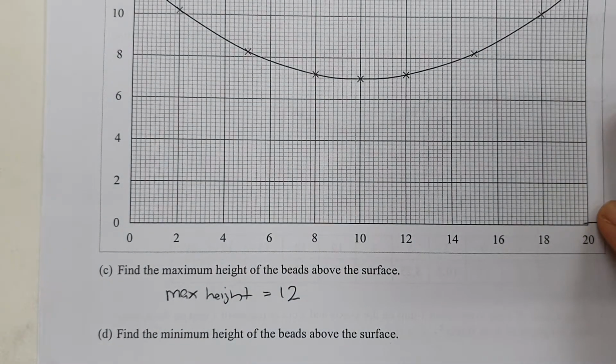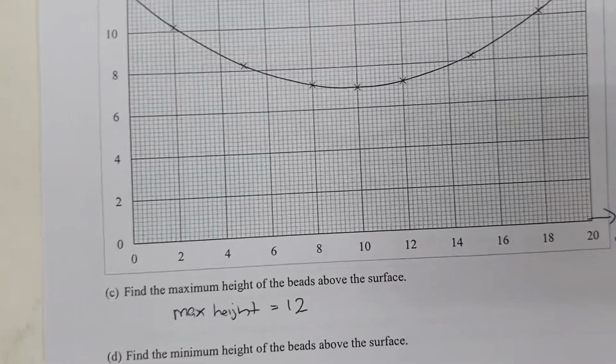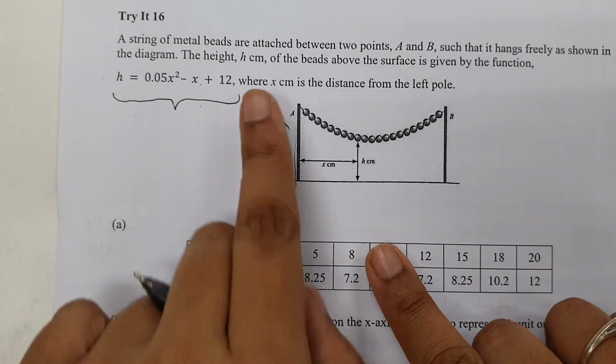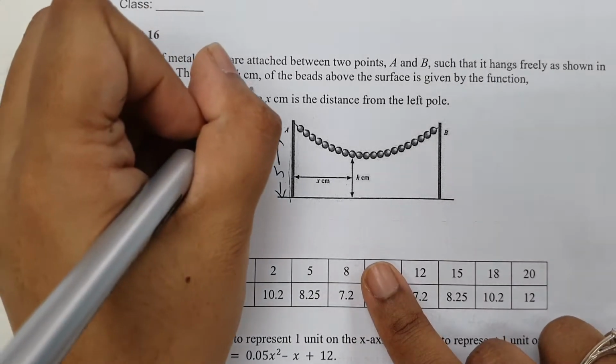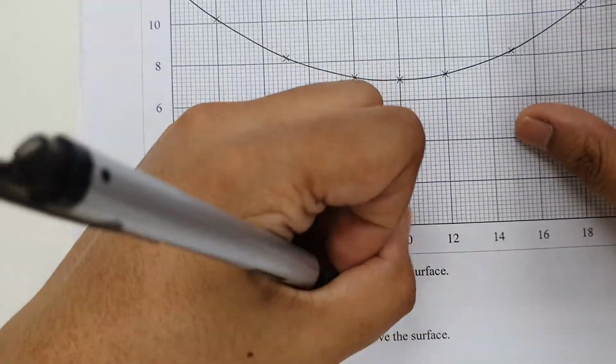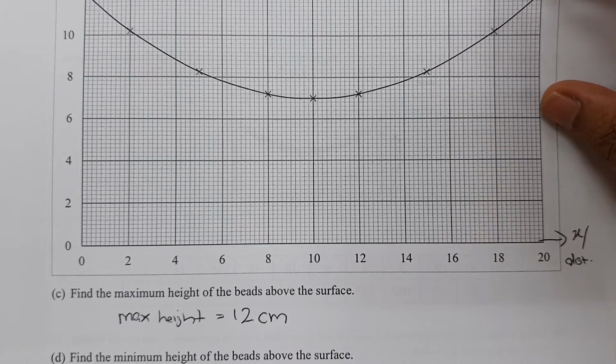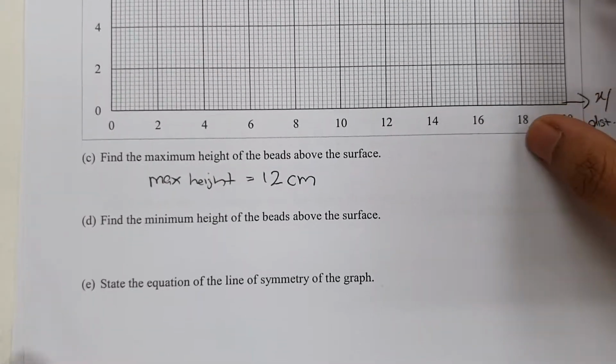Must write down the unit. 12 what? Go back to the question. Look at the question. What does it say? Height is in cm. Write down the unit, centimeter. Okay? Now next one.